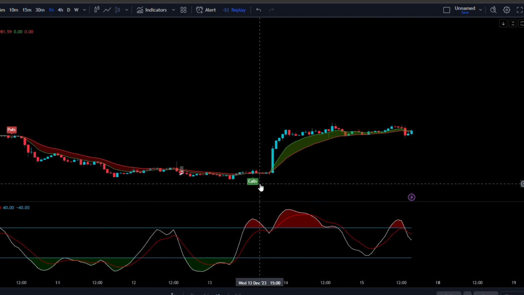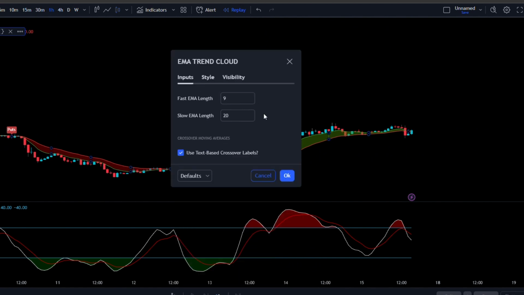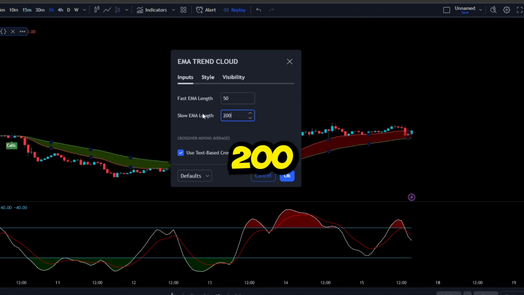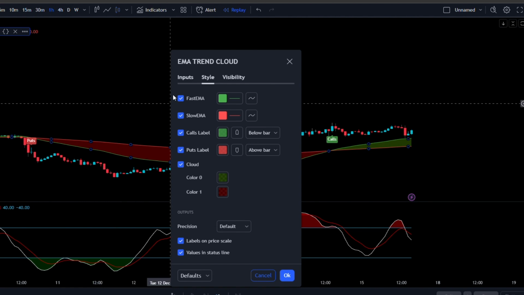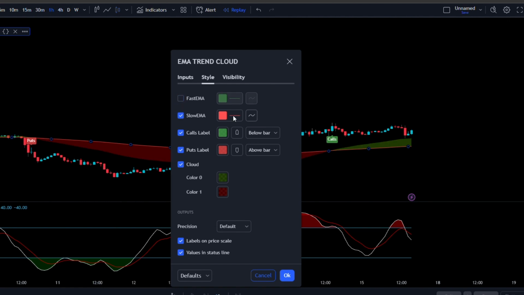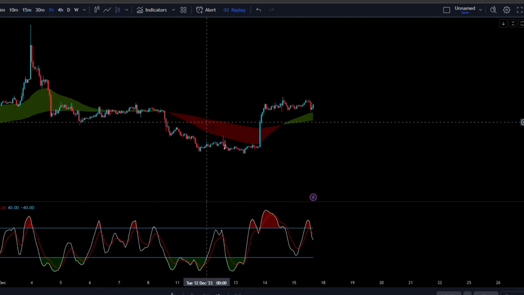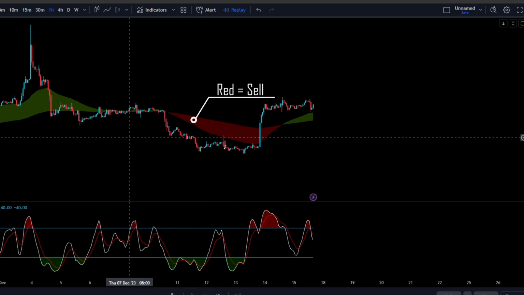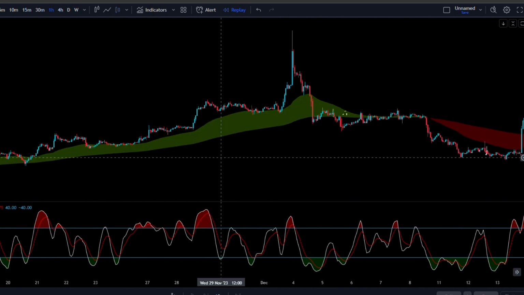Now we need to make some adjustments to this also. So go to Inputs, change the fast EMA length to 50 and change the slow EMA length to 200. Then go to Style, and we're going to uncheck these top 2 boxes, which is the fast EMA and also the slow EMA, as well as the call and puts label. Okay, so when price prints this red cloud, we're in a sell structural market. And when it prints this green cloud, we're in a buy structural market.